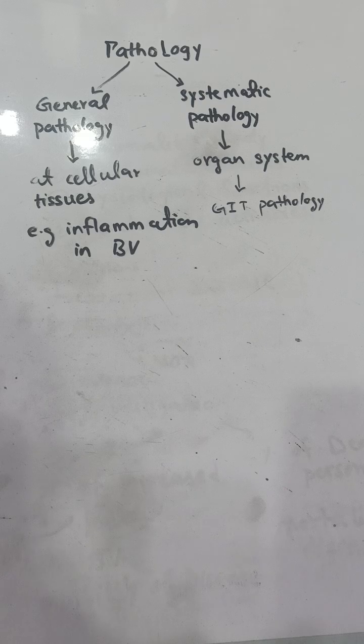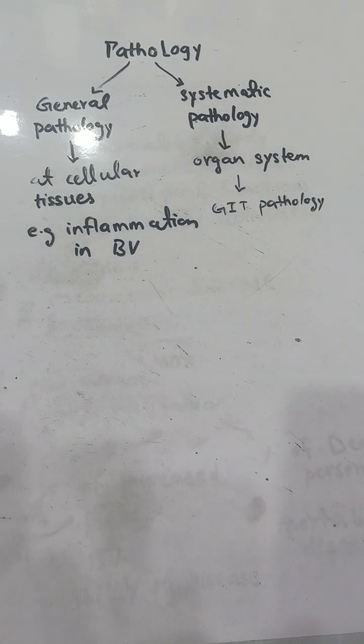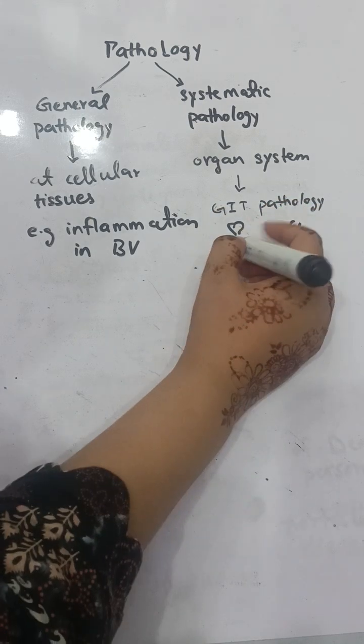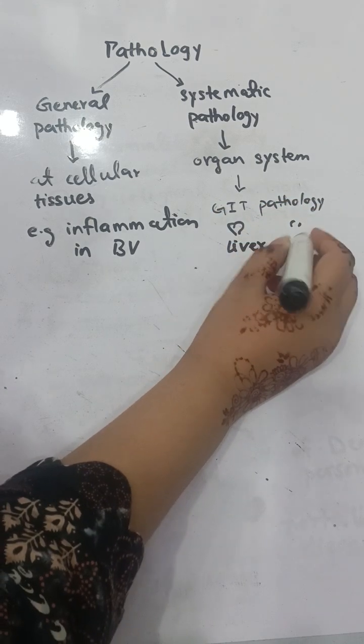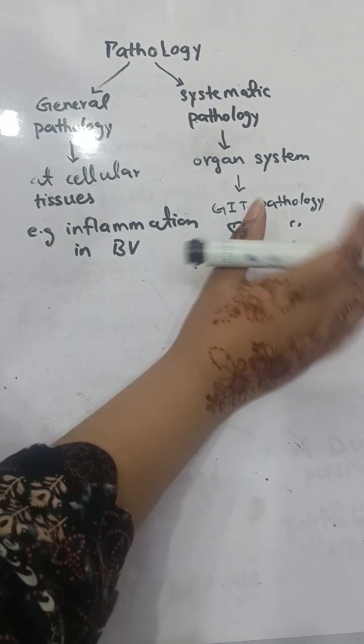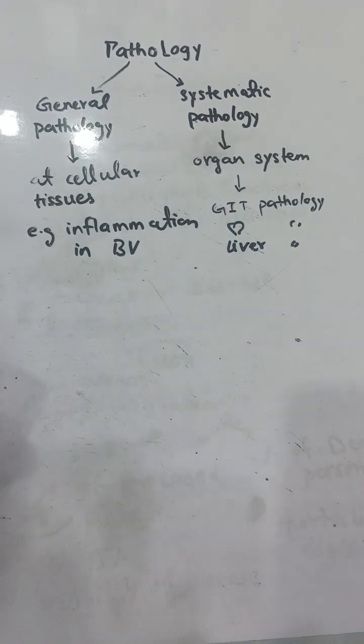So now I hope that you understand it. Another example of the general pathology is heart pathology. You are studying the heart, it's the heart pathology. You are studying the liver pathology, you are studying cardiovascular pathology. So you are studying a whole organ system. This systematic knowledge is called systematic pathology. So I hope that you will understand all the major types of the pathology.